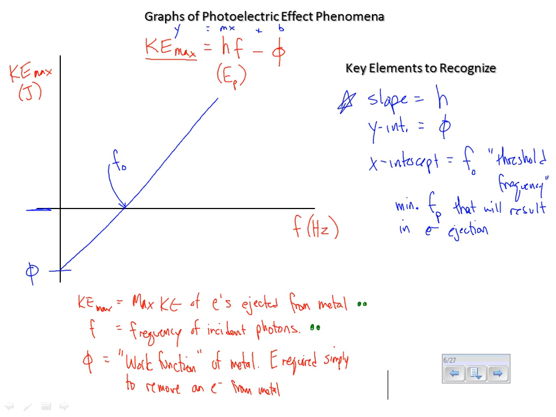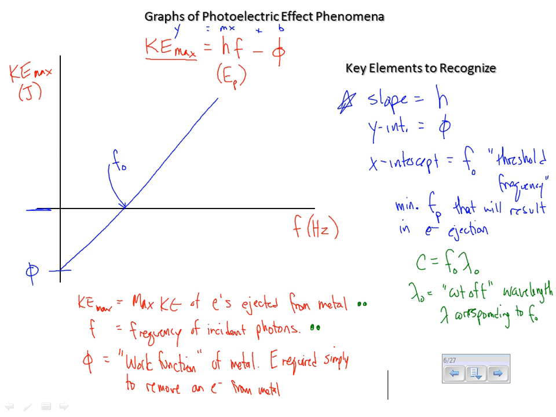Corresponding to this threshold frequency, we can relate it to lambda naught, which we call the cutoff wavelength. That's the wavelength corresponding to the threshold frequency.